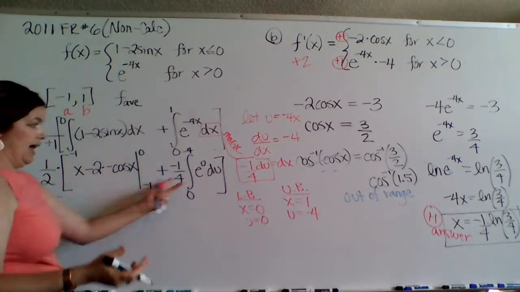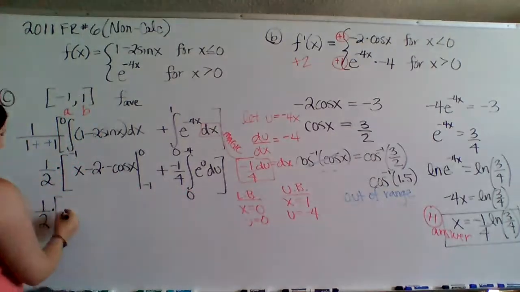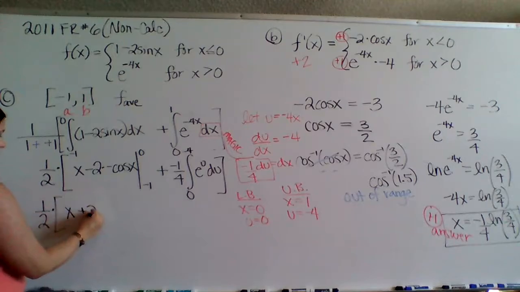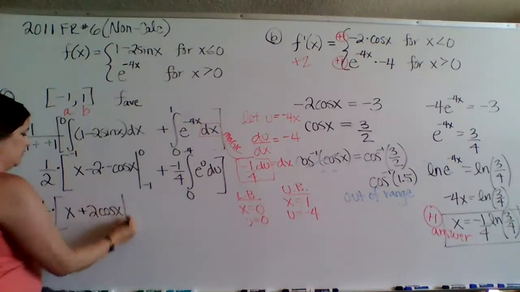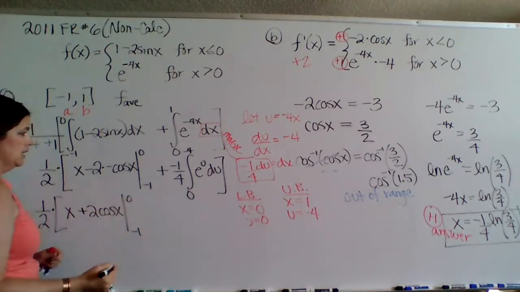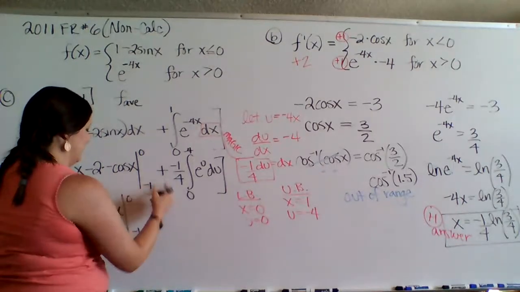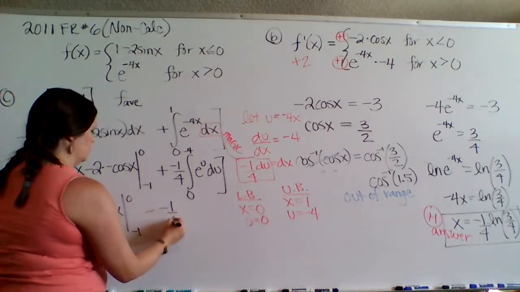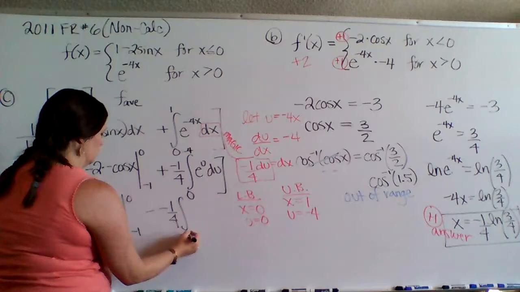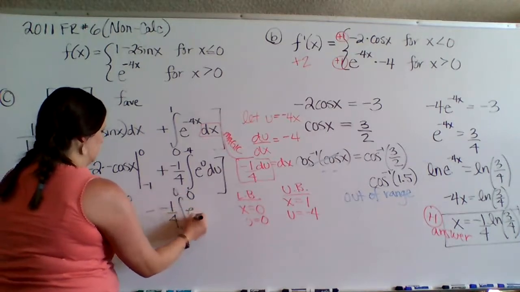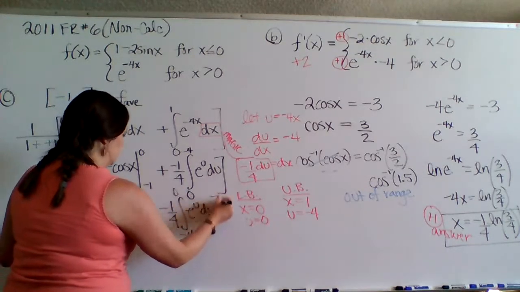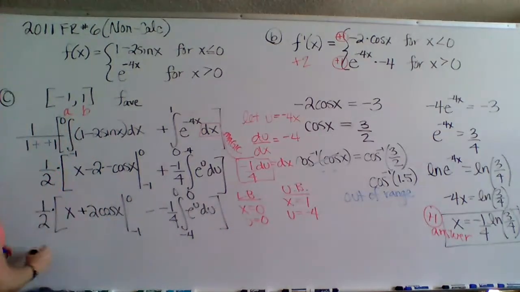So while I'm doing that, I'm going to clean this part up. The 1/2 stays out in front. This turns into x plus 2 cosine x, evaluated from -1 to 0. Would this part negate, then the -4 would still be there, and now we can go the normal way from -4 to 0 of e to the u du. So that's really going to turn into a +1/4.